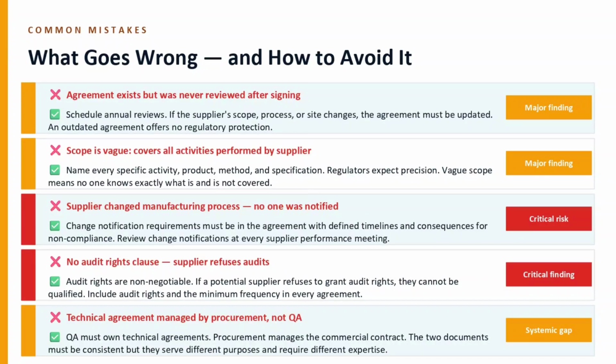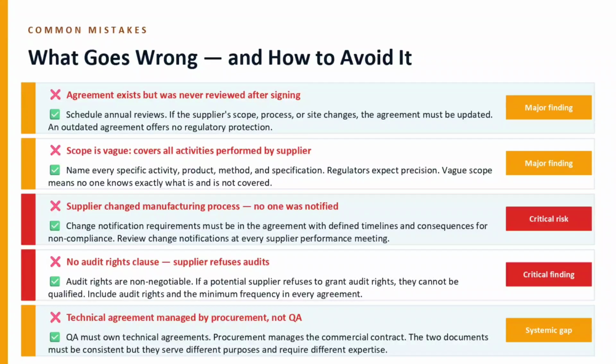The fourth mistake is having no audit rights clause. This is a critical finding in any inspection. If a prospective supplier refuses to grant you audit rights, they cannot be qualified as a GMP supplier. This is a non-negotiable requirement. Every agreement must contain it.